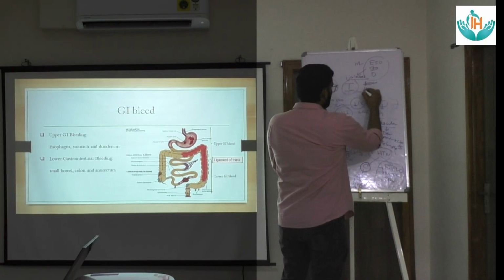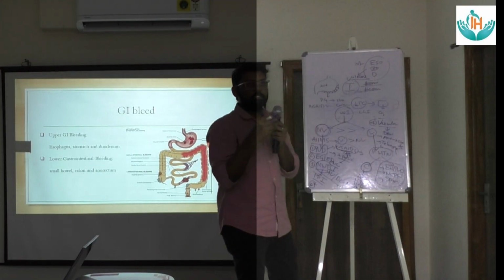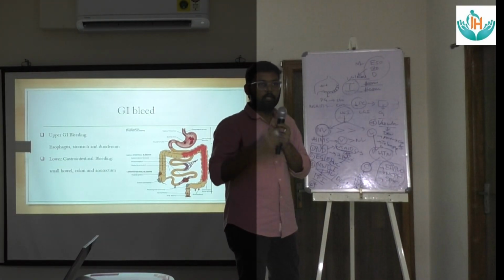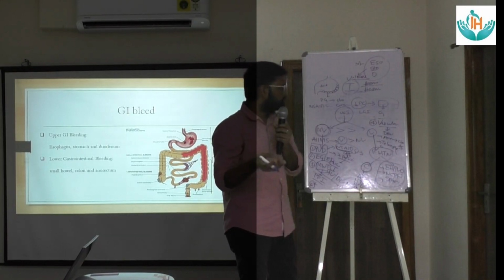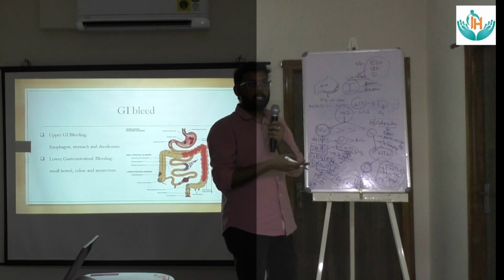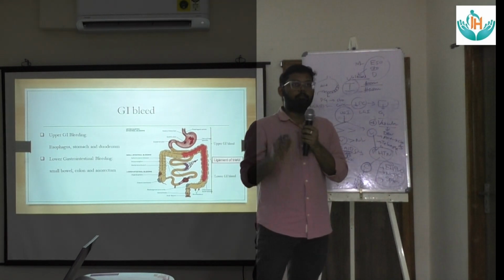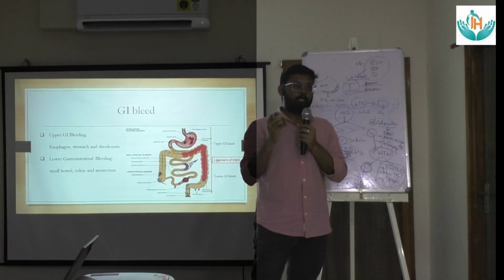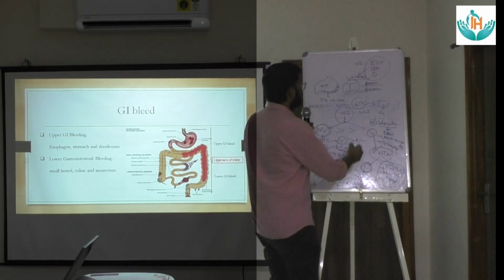hemobilia and hemosuccus pancreaticus. Hemobilia means there might be a tumor sitting in the bile duct, so that can bleed intermittently and lead to bleeding from the ampulla of Vater. And hemosuccus pancreaticus is most commonly seen in acute pancreatitis, chronic pancreatitis, and pancreatic malignancies. There will be a pseudoaneurysm leaking blood into the pancreatic duct, and we will see blood coming from the ampulla via the pancreatic duct. So this is hemosuccus pancreaticus.